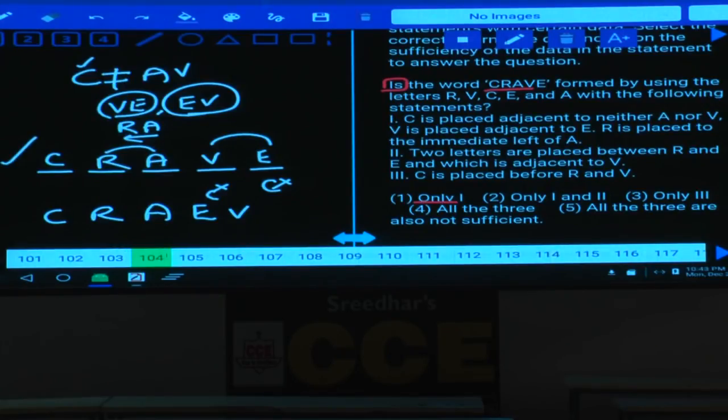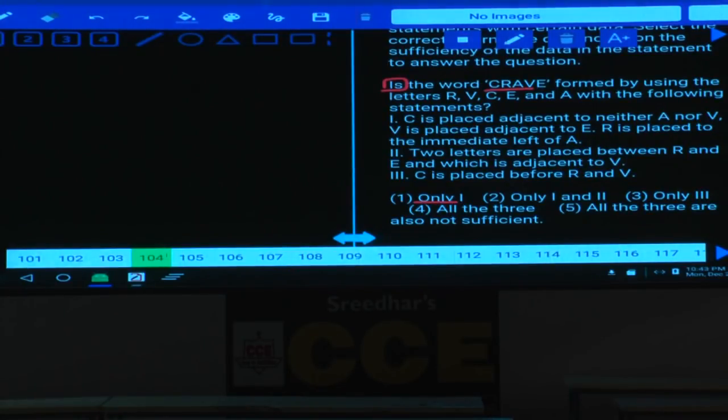Now in one case I can form the word crave, in another case I cannot form the word crave. Hence with the help of condition number 1, I am not sure whether I can definitely form the word crave or definitely cannot form it. Yes or no? In one case I got yes, in another case I got no. With the same choice I am getting 2 different answers, yes or no. Hence only 1 alone cannot be our answer. Done? Then coming to the next one, only 3.